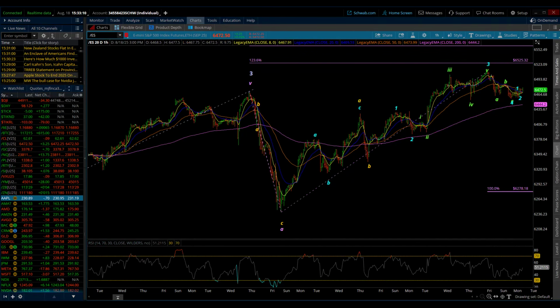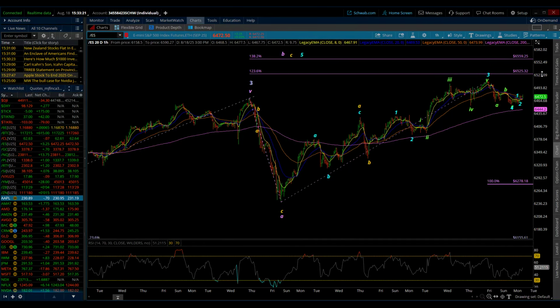Because the next level up would be 6520, which is large gamma 2 and the call wall. So that, I believe, is going to still be sitting right about there. And if we get above that, then we're in the clear.